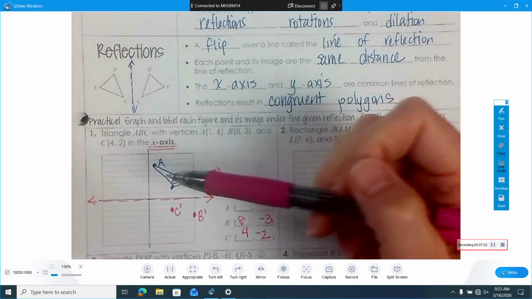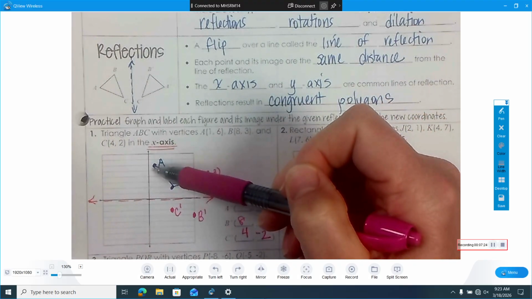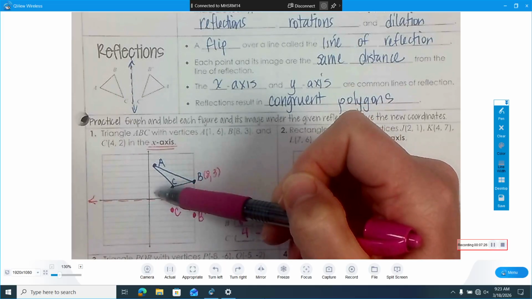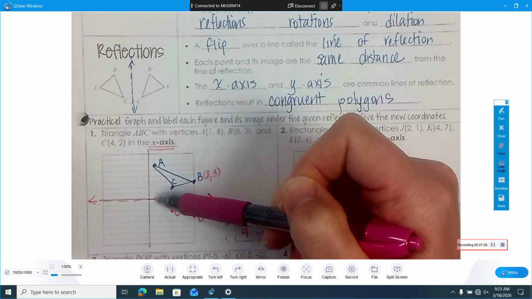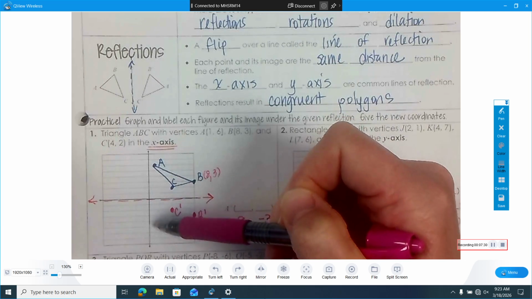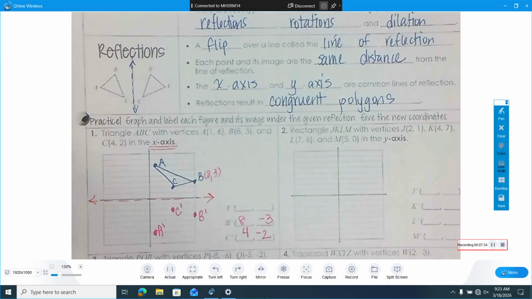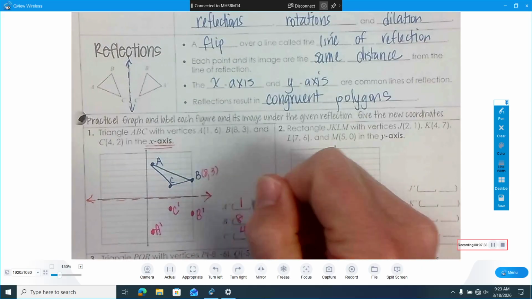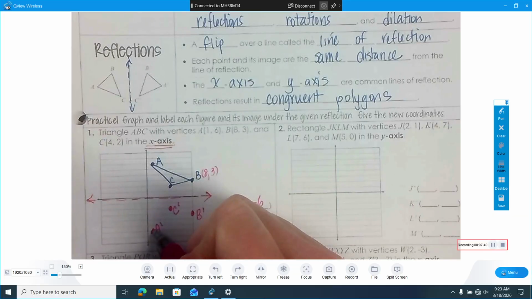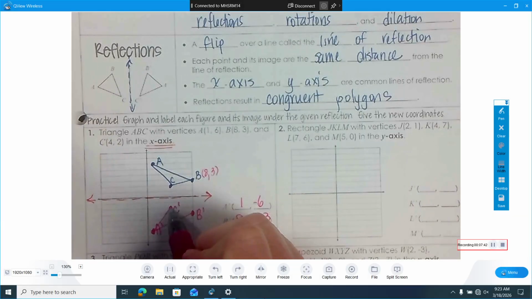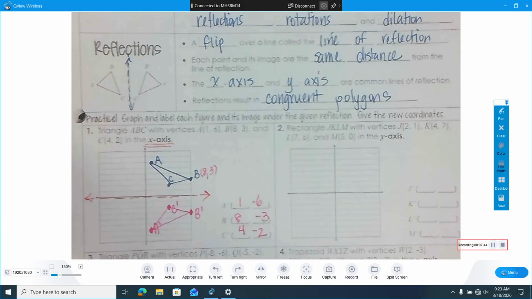And then point A goes 1, 2, 3, 4, 5, 6 to the line. We're going to go 6 away. 1, 2, 3, 4, 5, 6. So what is A prime's ordered pair? 1, negative 6. Beautiful. And so here is our image right there. Is this easy or hard? It's pretty easy, huh? Okay. Super.